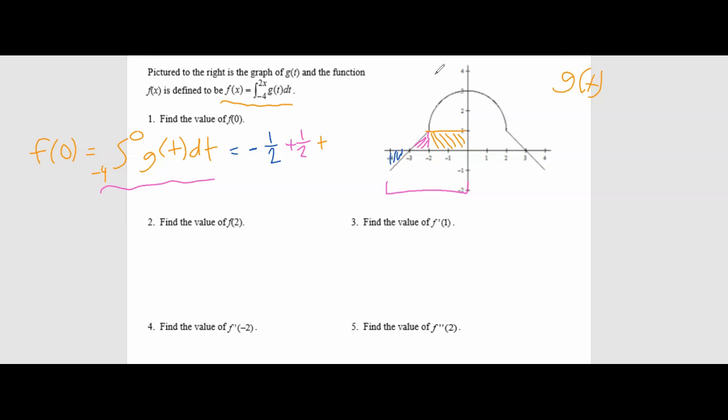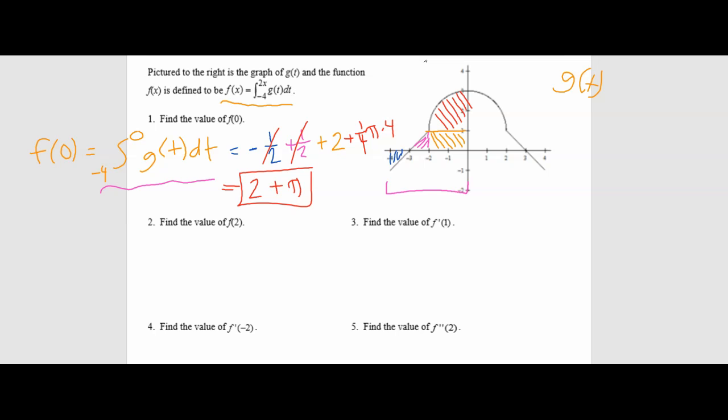Rectangle, that is going to have an area of 2. Quarter circle, 1/4 pi r squared. So 1/4 times pi. The radius here is 2, so times 4, because 2 squared would be 4. So this simplifies. -1/2, +1/2, they simplify. So I get 2 plus pi. So the answer to that definite integral would be 2 plus pi.